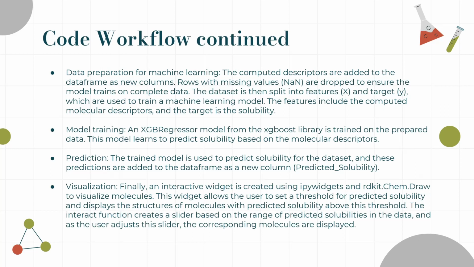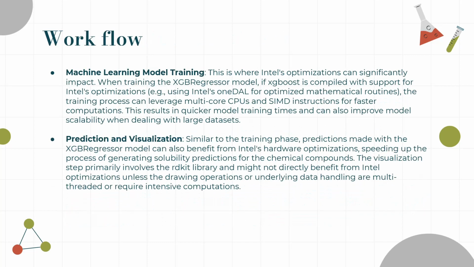Visualization itself: finally, an interactive widget is created using ipywidgets and rdkit Chem Draw to visualize a molecule. The widget allows the user to set a threshold for predicted solubility and displays the structure of molecules with predicted solubility above the threshold. The interact function creates a slider based on the range of predicted solubilities in the data, and as the user adjusts the slider, the corresponding molecules are displayed.